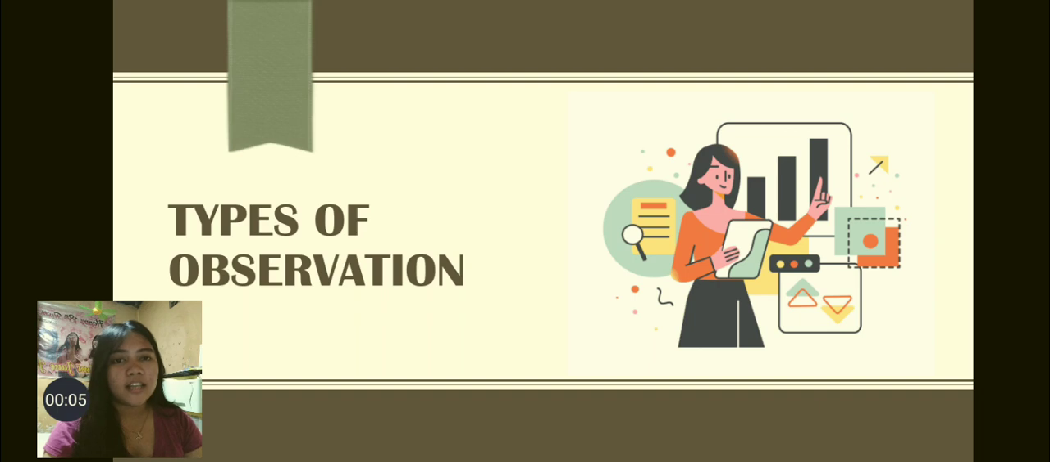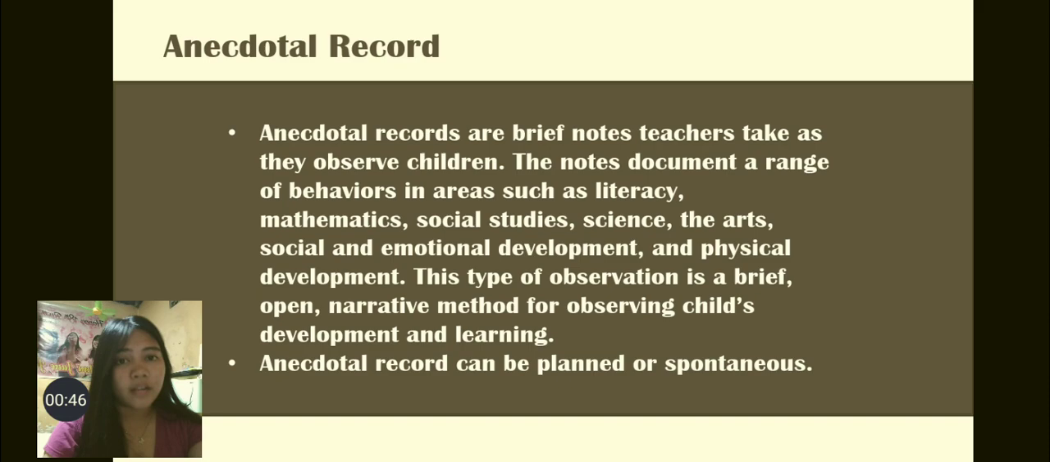Now let us move on and discuss the types of observation that we can use as a future educator, and for our future purposes, that we can apply. We have four types of observation. These are the anecdotal record, running record, time sampling, and event sampling. With that, let us first discuss what the anecdotal record is.